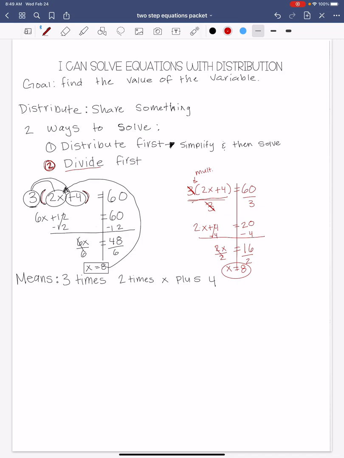Let's do a couple more examples. So we're going to distribute first. We're going to do this problem.